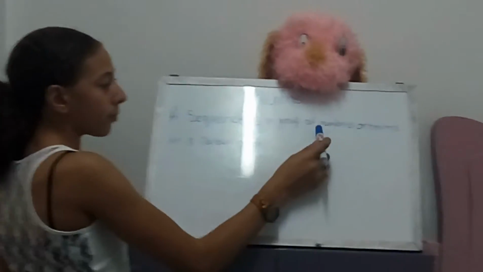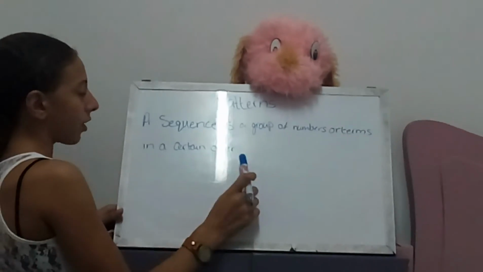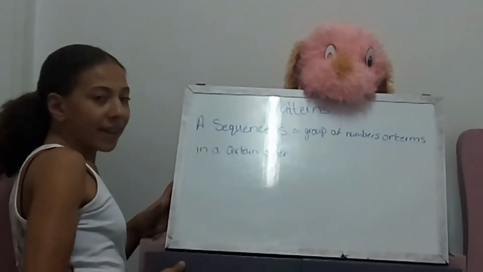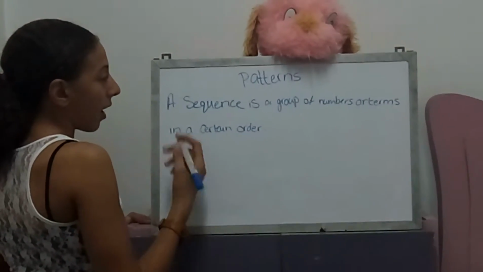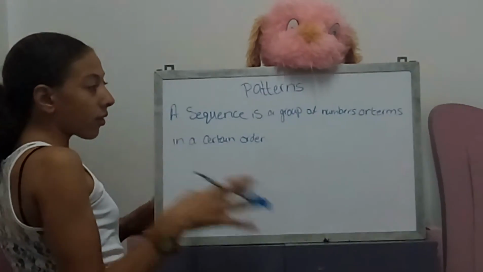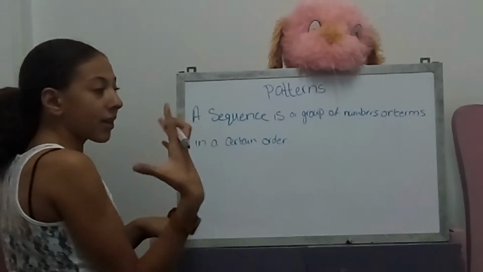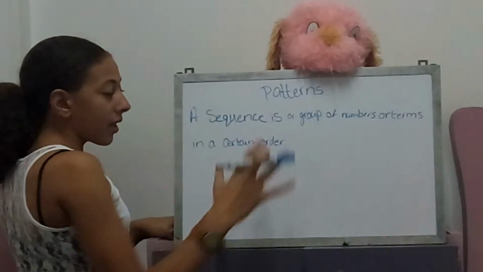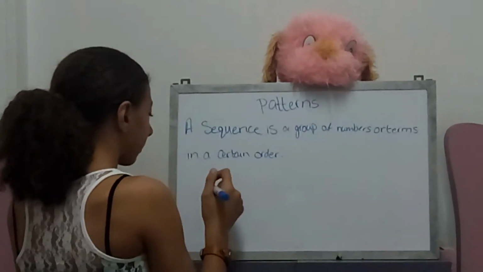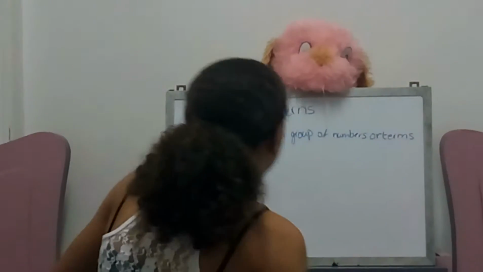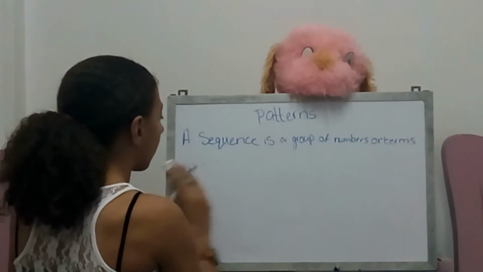A sequence is a group of numbers or terms in a certain order, okay? Any pattern has a sequence, okay? So the sequence is a group of numbers or terms in a certain order. Let's give an example on the blackboard.